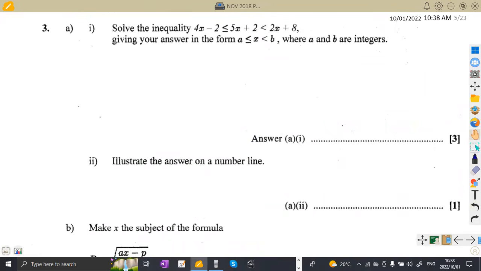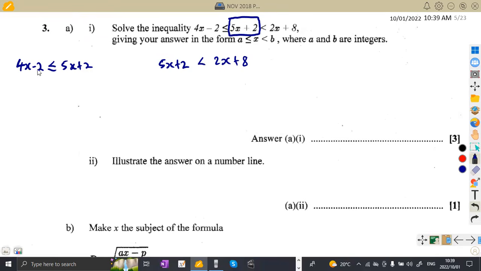Okay, 3A item 1, solve the inequality. For inequalities, guys, remember I told you that you have to divide this into 2. So we have 2 inequalities, but you divide from the middle term here, which is 5x plus 2. So we are going to take the first part: 4x minus 2 is less than or equal to 5x plus 2. And the other one is going to be from the middle term, 5x plus 2 less than 2x plus 8, like that. So we are separating these two inequalities.